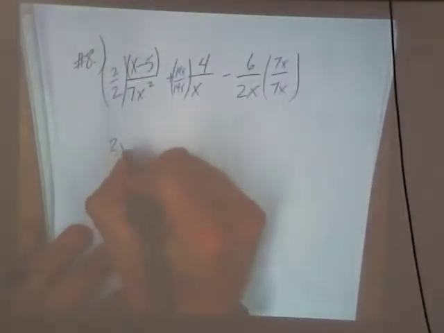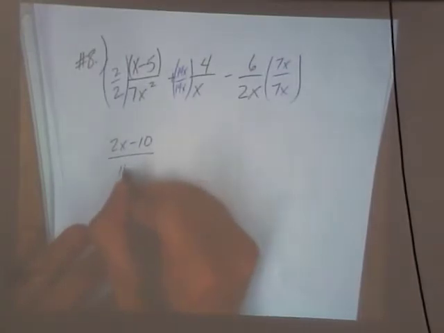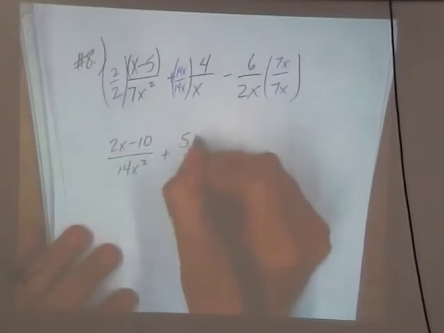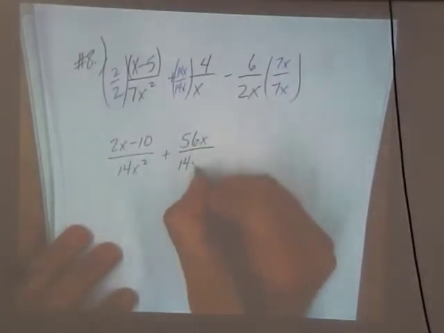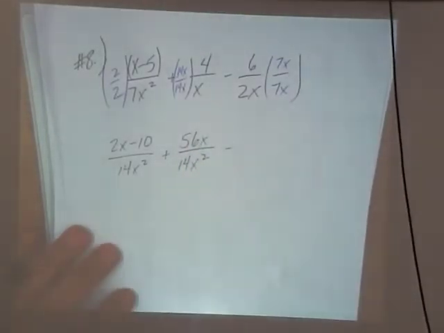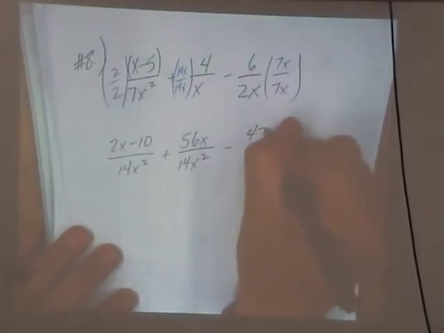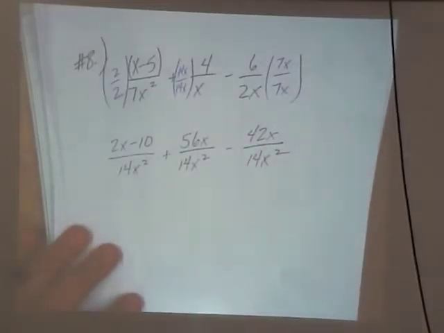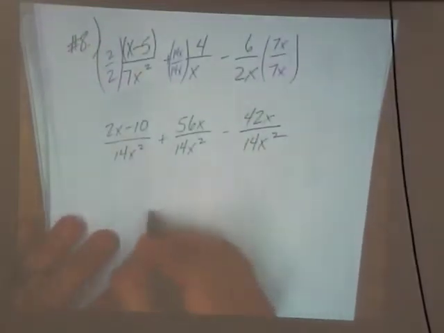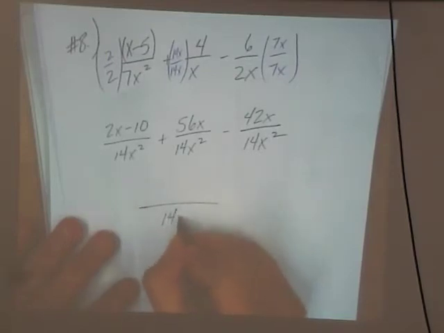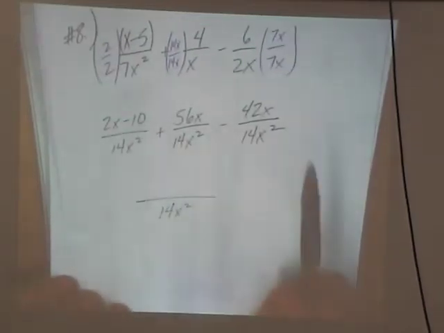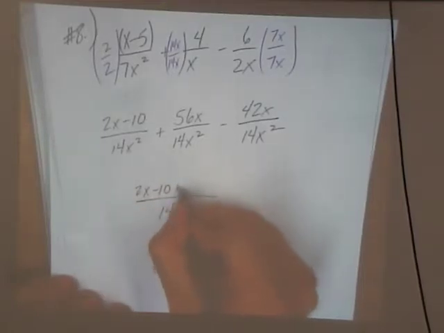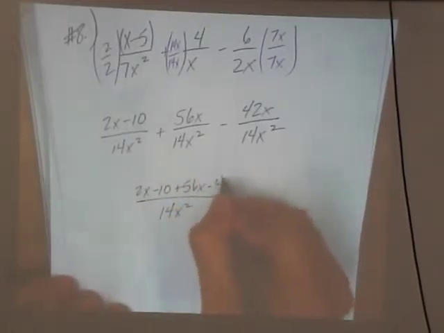So that'll give me 2x minus 10 over 14x squared plus 56x over 14x squared minus 42x over 14x squared. Alright, so I got common denominators. We'll keep the denominator and then add and subtract the numerators. So that gives me 2x minus 10 plus 56x minus 42x.